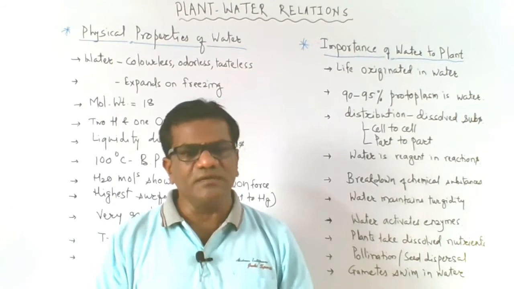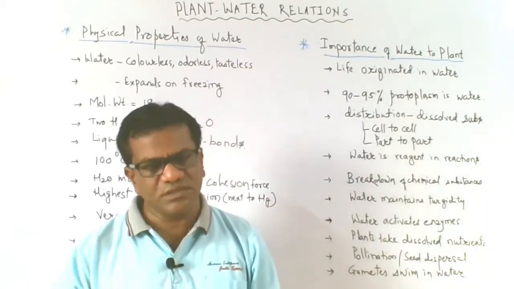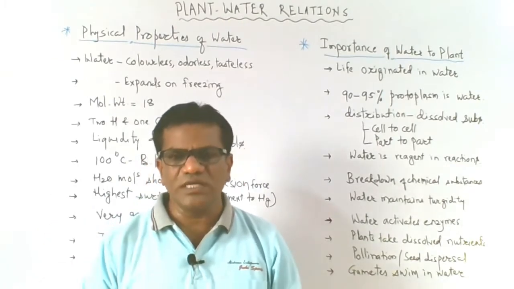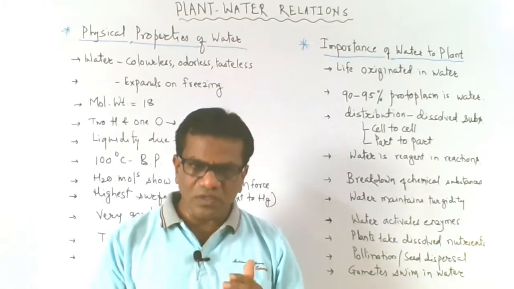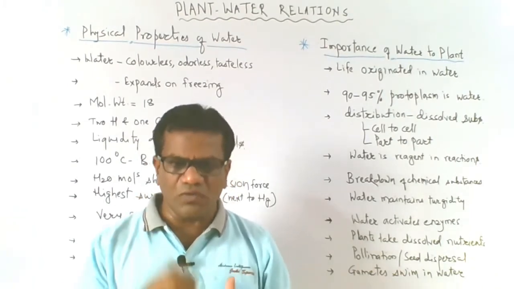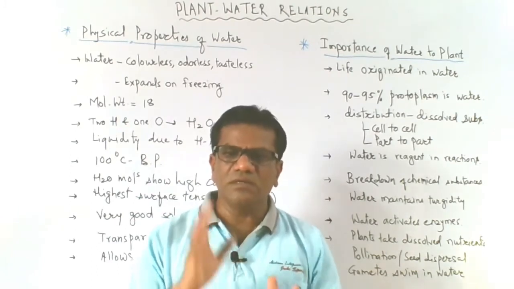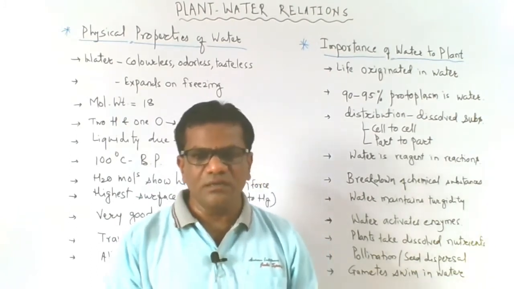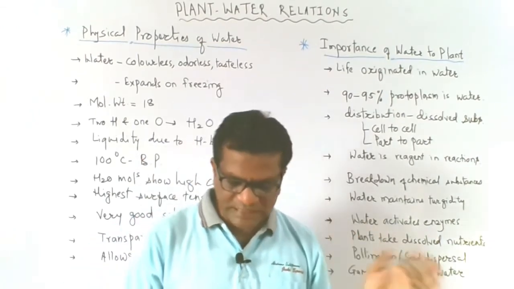For everything, for breaking of the higher complex substances into simpler substances, water is needed. Water is needed to break down the seed coat or the fruit coat or fruit wall, whatever it is. Without breaking the seed coat, the plumule and radicle from the embryo cannot come out. So we know what is seed germination.